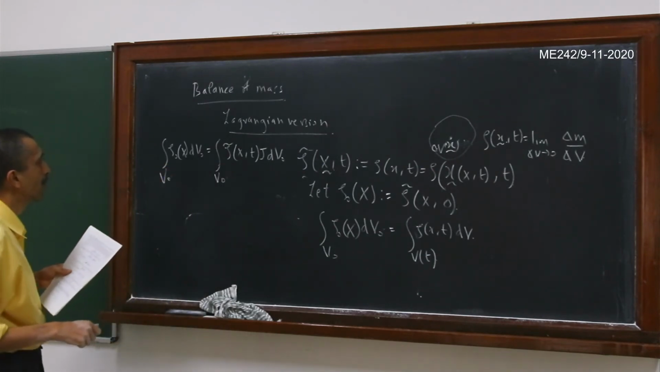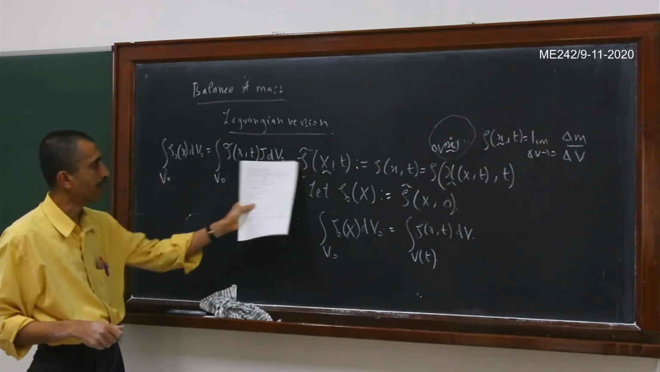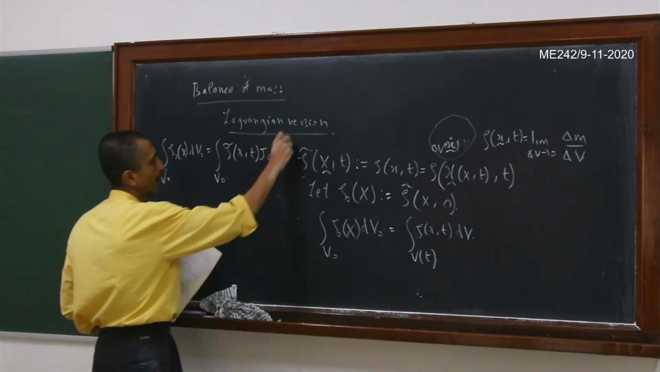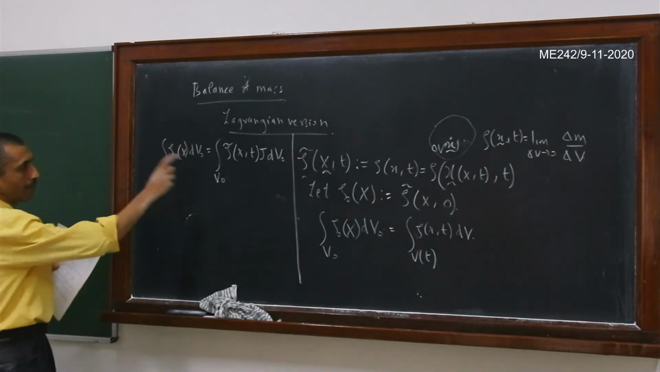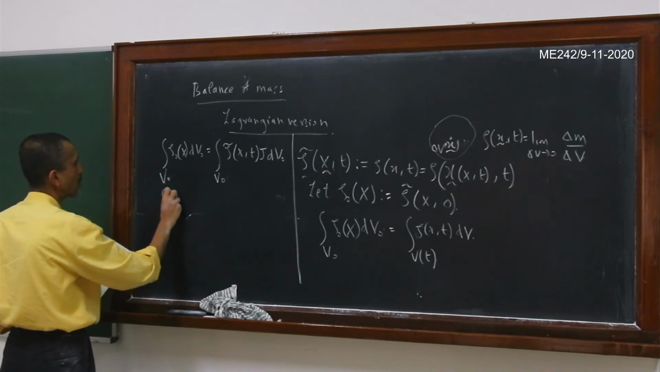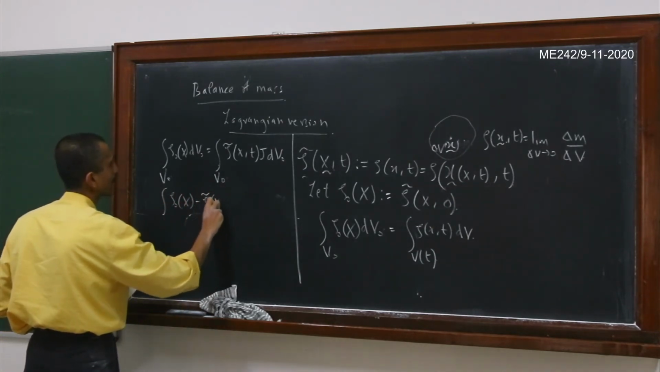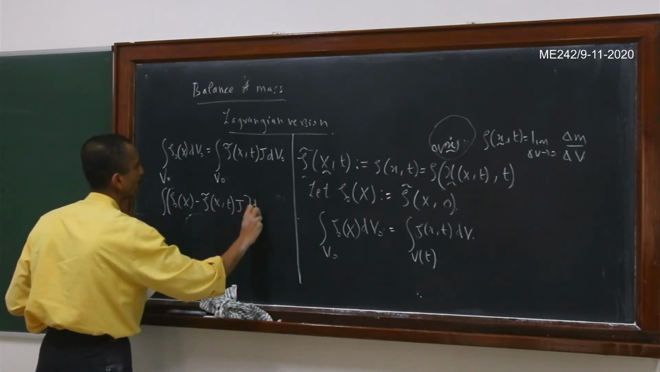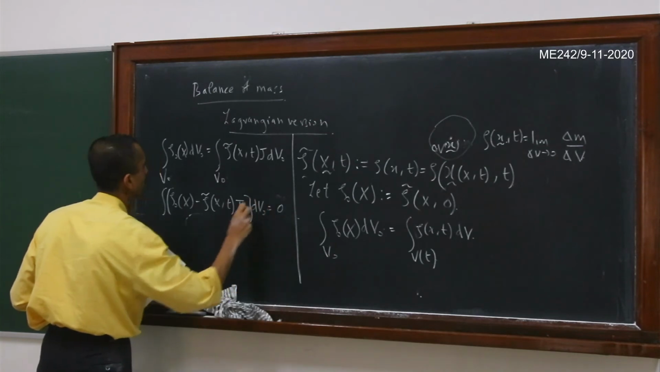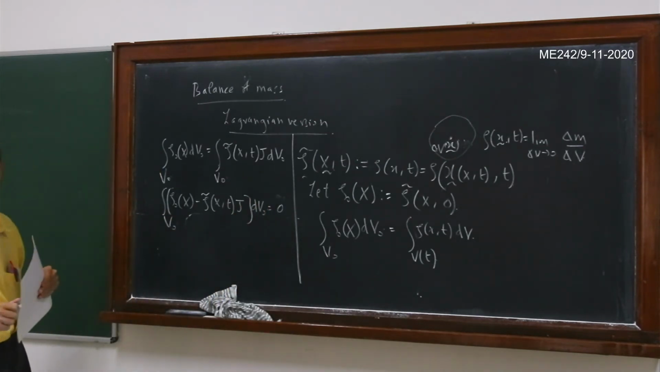So rho naught of x times dV naught, and this rho itself is rho tilde and dV is J times dV naught. Now club them under one integral sign. So this is the integral of rho naught of x minus rho tilde of x comma t times J times dV naught, which is equal to 0, over V naught. Okay. Now we will use the localization theorem, right?